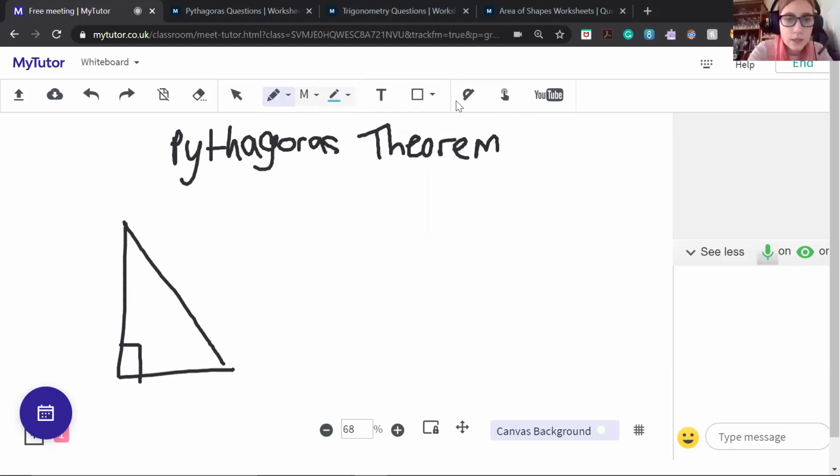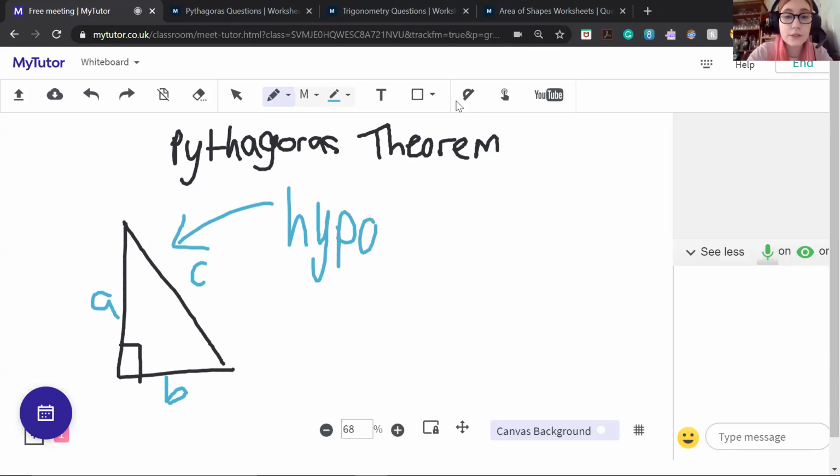The first thing that we do is we label the triangle in exactly the same way that we labeled it yesterday. If you were here yesterday, you'll know that we labeled the sides with a lowercase a, b, and c, and then the angles with capitals. Pythagoras is just about the sides, so we're only going to label the sides, with a lowercase a, b, and c. And the important thing is that this c here is the hypotenuse.